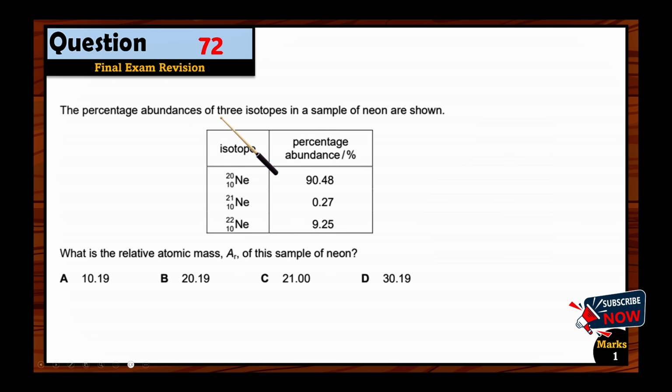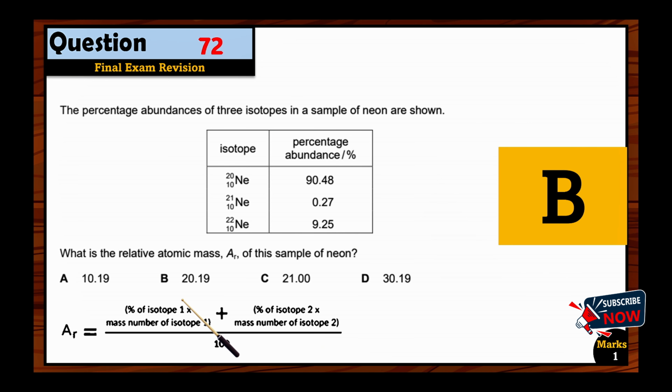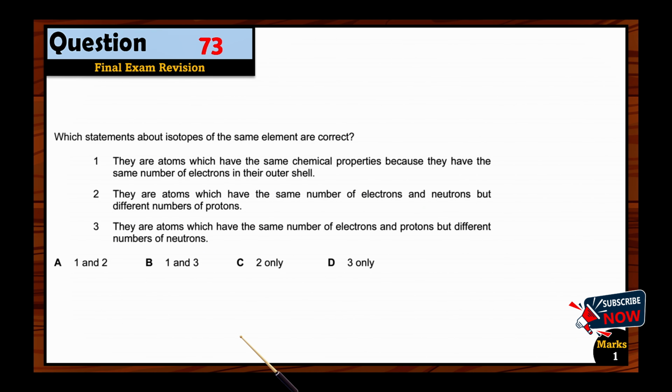Question number 72. The percentage abundance of 3 isotopes in a sample of neon are shown. What is the relative atomic mass Ar of this sample? Again, to calculate the Ar, you have to use this formula with all 3 isotopes. 90.48 multiplied by 20, you have to multiply with the mass. 0.27 multiplied by 21, then plus 9.25 multiplied by 22. You do all these calculations and then divide by 100. Your answer will be 20.19. So that is the right answer.